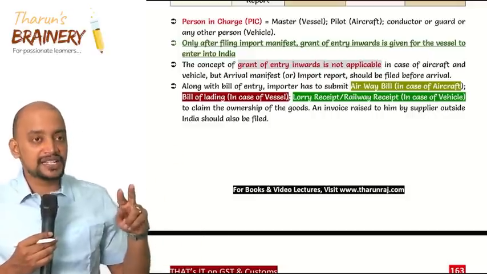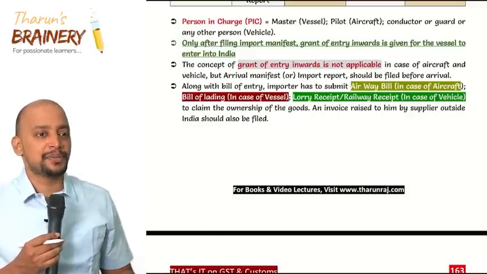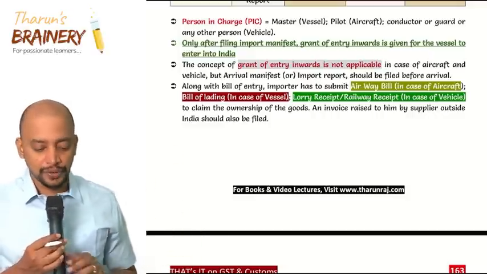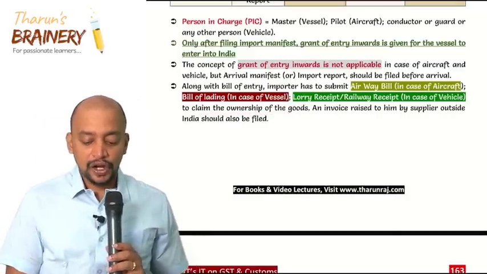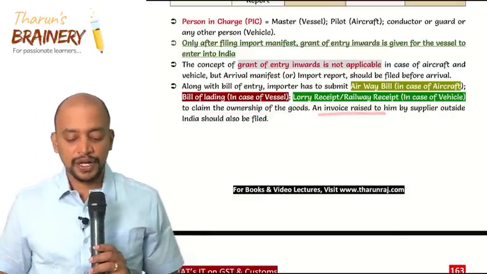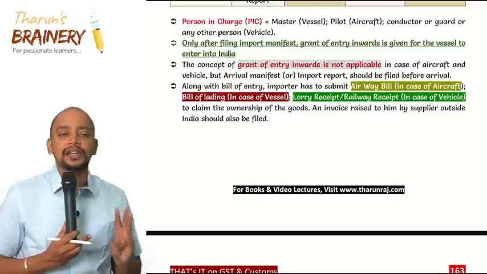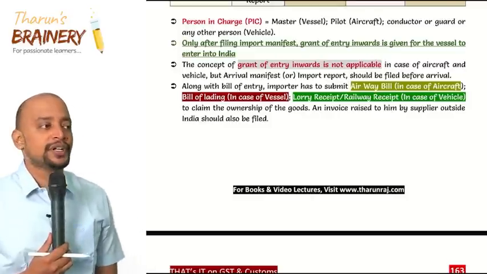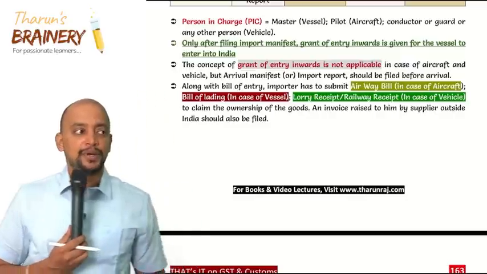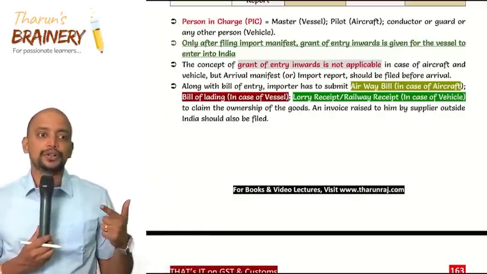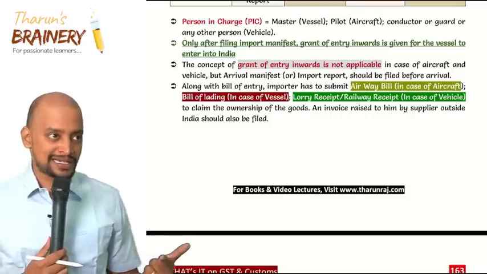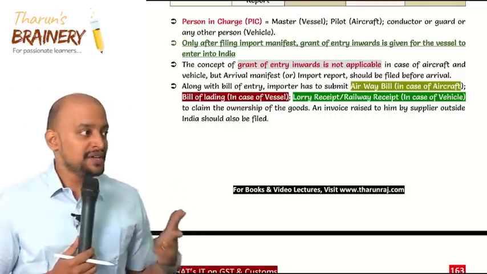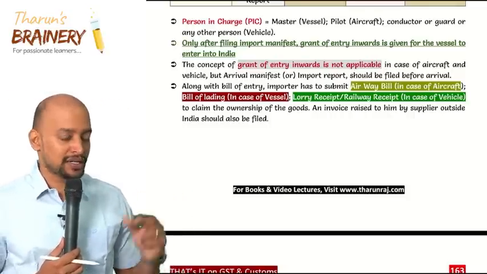So only when he submits the document will the customs department know that he is the owner of the goods. So to claim the ownership of the goods, and along with that, an invoice raised to him by the supplier. So what are the three documents to be filed by the importer at the time of clearance? Number one, bill of entry. Number two, document of title, that is bill of lading, airway bill, etc. And number three, the invoice which he got from the exporter.